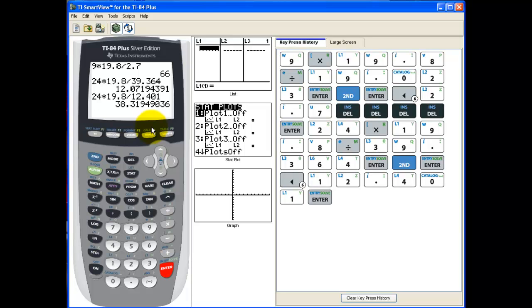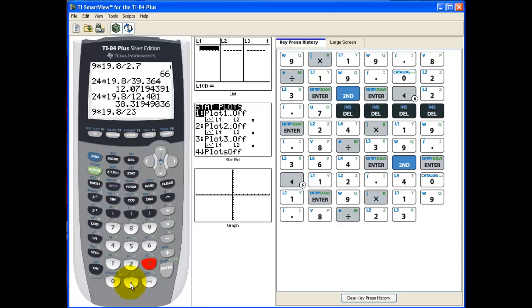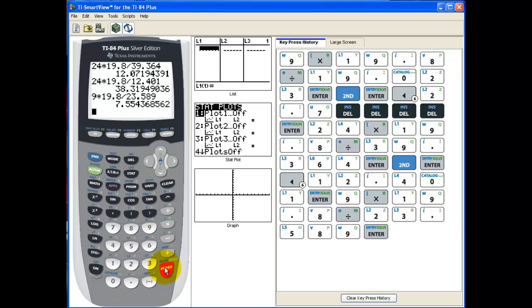Chi-squared left would be 1.735. Chi-squared right, 23.589. So the numerator would be 9, that's degrees of freedom now, times 19.8. And for the lower limit, we want to divide by 23.589. So there it is.